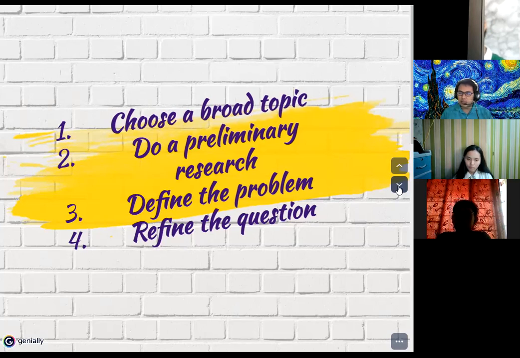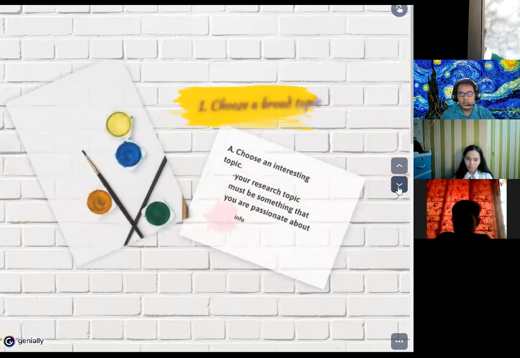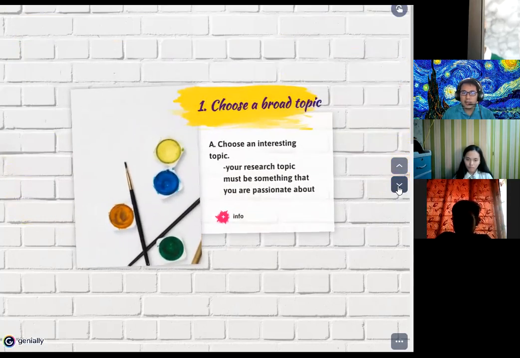Okay, bakit broad topic? Di ba dapat specific? Okay, so as we go along, we will know why broad topic first. First one, choose a broad topic. Okay, so not just a broad topic, but you should choose an interesting topic. So how are you going to do that? Your research topic must be something that you are passionate about. Of course, di ba? So yung topic natin dapat interesting. You're interested in that topic. You are passionate about doing such a thing or such a topic.